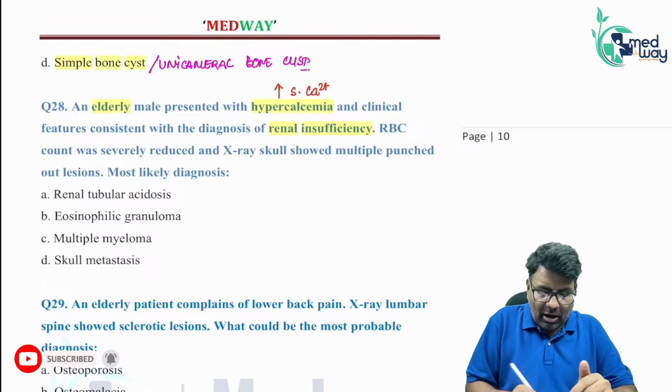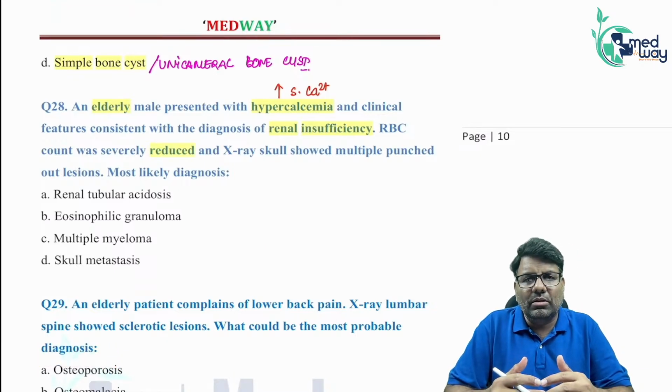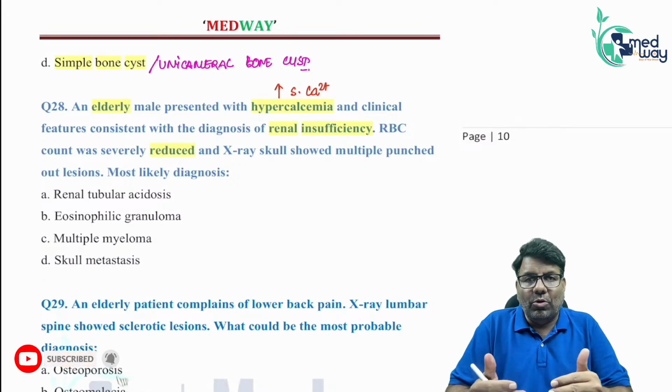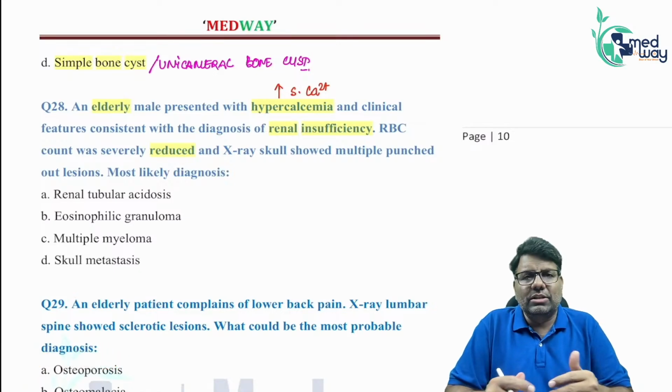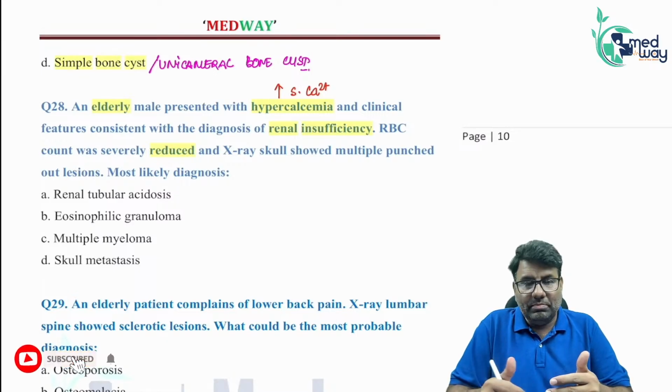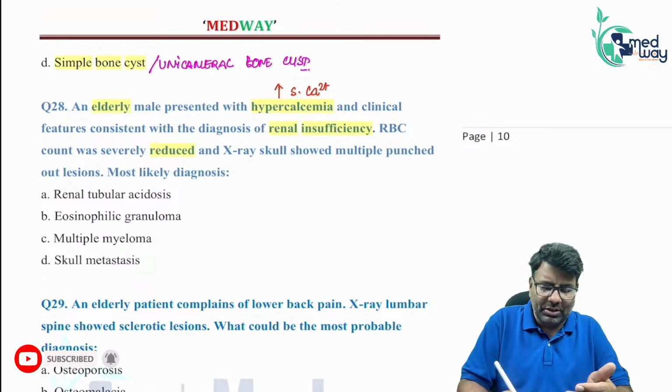And RBC count is severely reduced because we know that there is one hormone, erythropoietin, which is needed for production of RBC, that is erythropoiesis, and that comes from the kidney. So if there is insufficiency of renal function, obviously erythropoietin will be less, so RBC count will be reduced. So these two points can be correlated.